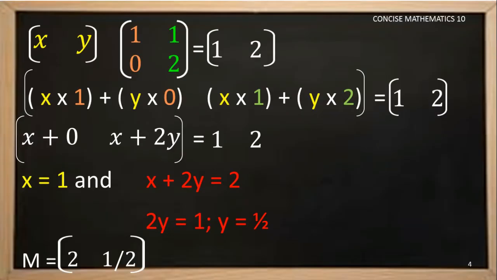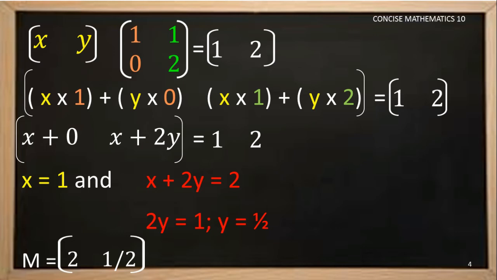X, Y, that is the first matrix, into 1, 1, 0, 2, which is given in the question. This is equal to 1, 2. So find out the product. It is first row, first column, first row, second column. So hence it results as X plus 0 and X plus 2Y. This is equal to 1, 2. Now equate the corresponding elements, children. X plus 0 is equal to 1. Hence X is equal to 1.